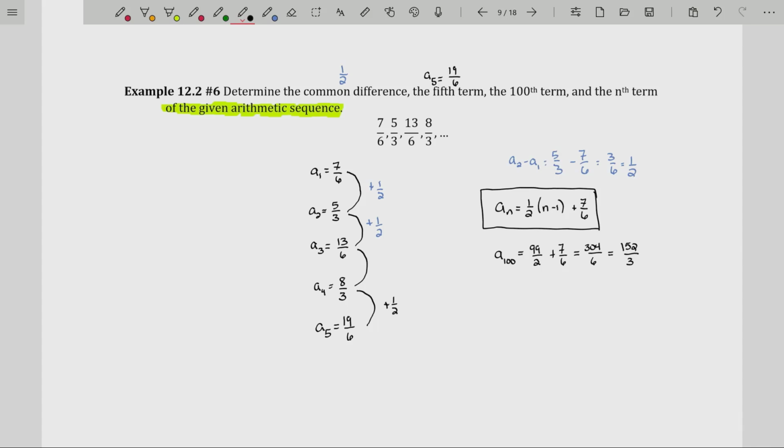So again, arithmetic sequences are not too terrible. When does it get terrible? That's what you should be asking. When does it get terrible?